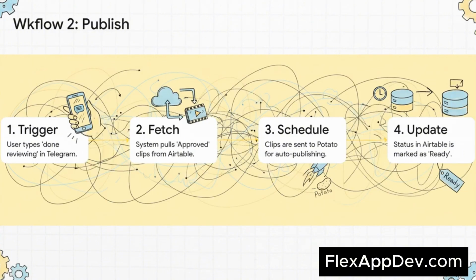The second workflow handles all the publishing. Once you type Done Reviewing in Telegram, the system fetches all the clips that you marked as approved in Airtable. It then sends them to a scheduling tool to be auto-published. And finally, it updates their status in the database so they don't get processed again. It's simple, it's elegant, and it's fully automated.